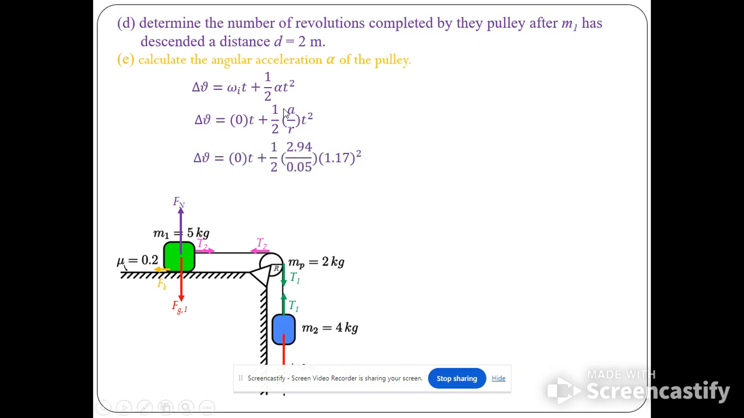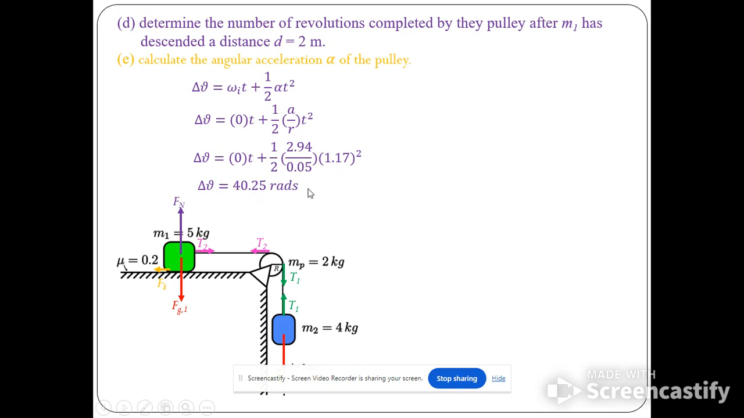So if you do the math, a we found in part A, which is 2.94. The radius in the statement is given. Again, whether you write this as capital R or lowercase r doesn't really matter to me. It's the radius of the pulley. And then the time we already solved in the previous part, which is 1.17. But don't forget the square. So if you do all that, you'll get about 40.25 rads.